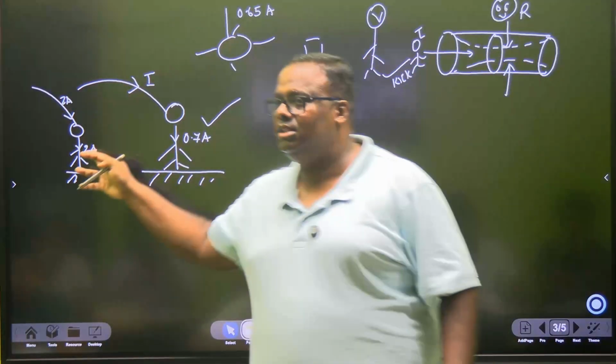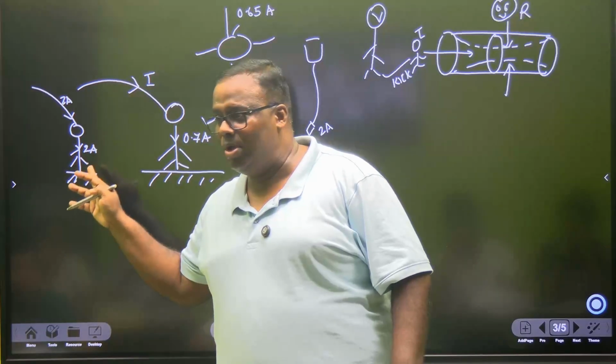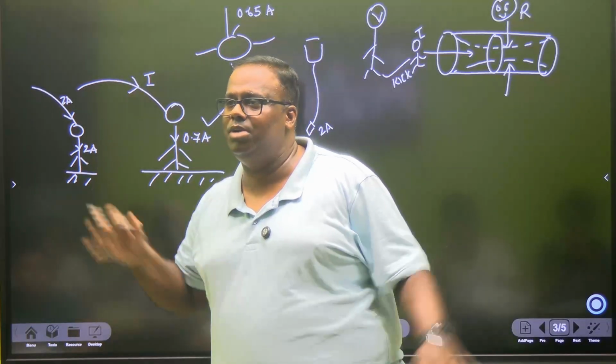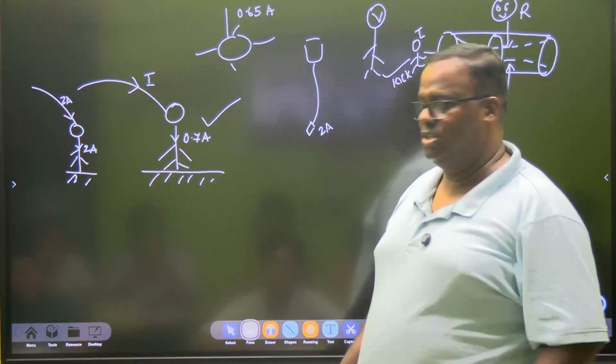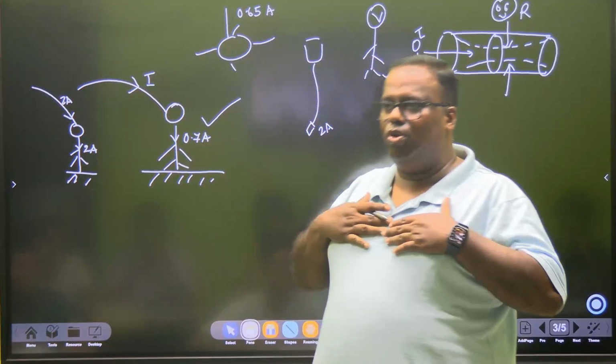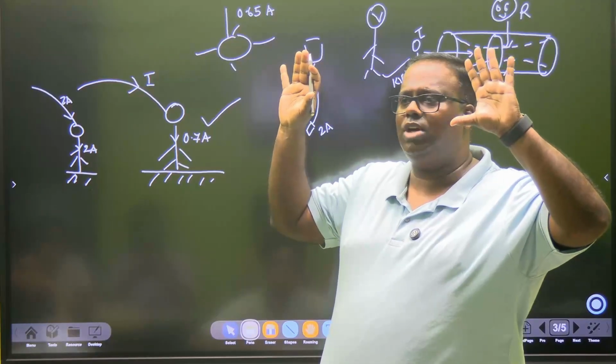That means there is something wrong here. 2 ampere cannot enter my body right now. If 2 ampere was entering my body, I would have become a sandwich by now. Ekdam crispy. What is the difference? My body also offers, the human flesh also offers resistance. It will not allow current to pass.